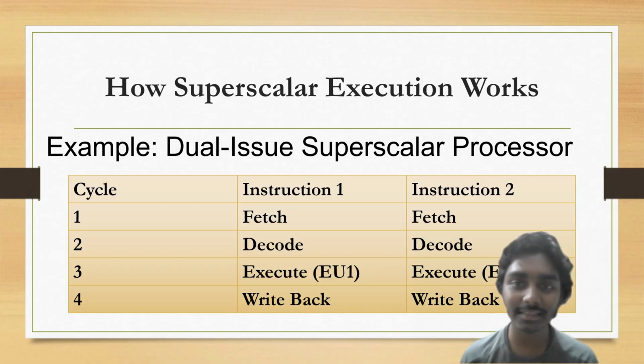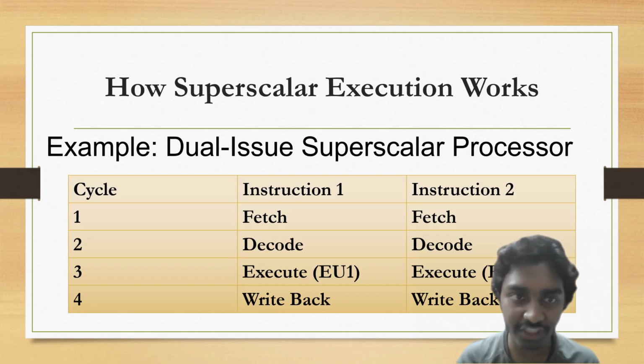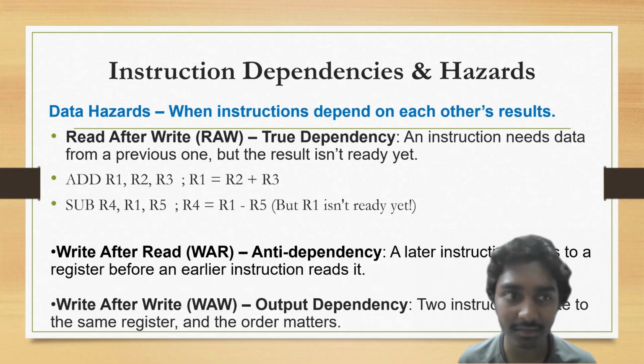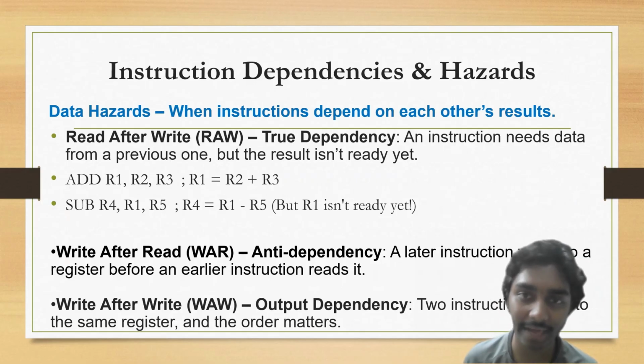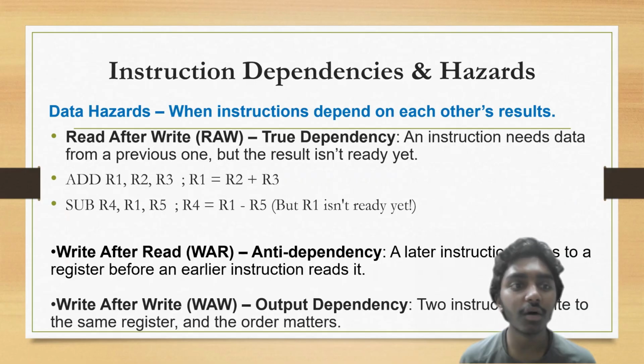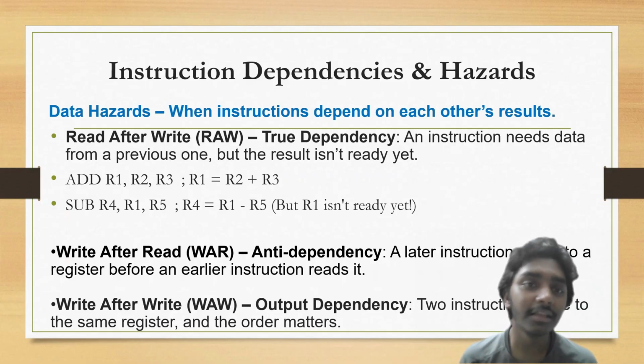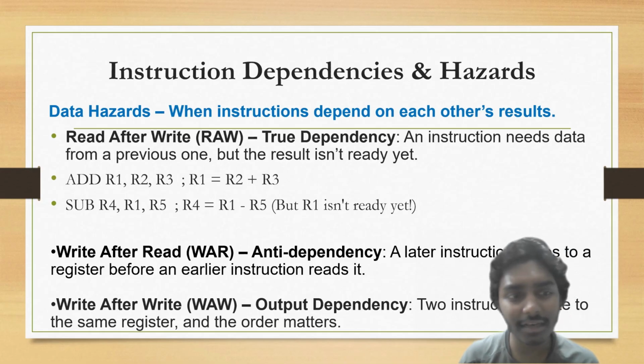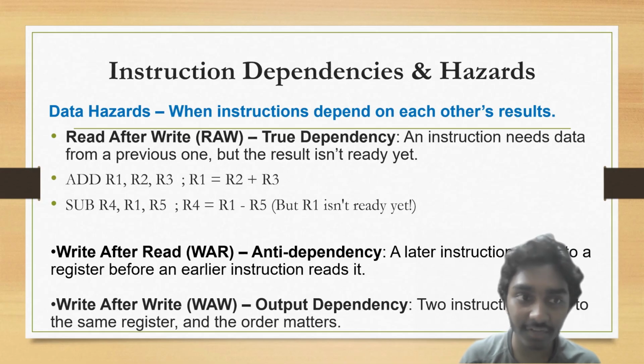So parallelly things happen and produce better efficiency when compared to scalar processors. Coming to some hazards for superscalar processors: instruction dependencies and hazards. This was mentioned initially in the first characteristics as well. So that is read after write, the true dependency. It's called true dependency. This is a condition when an instruction needs data from a previous one, but the result isn't ready yet. And then we have read after read, write after read, which is called anti-dependency.